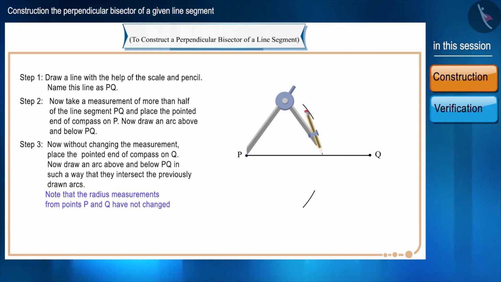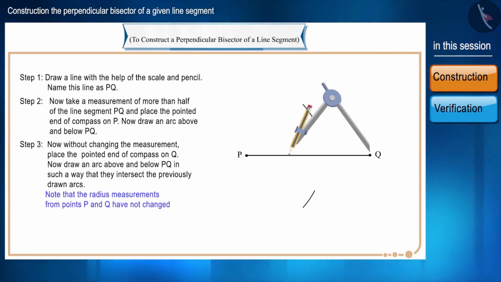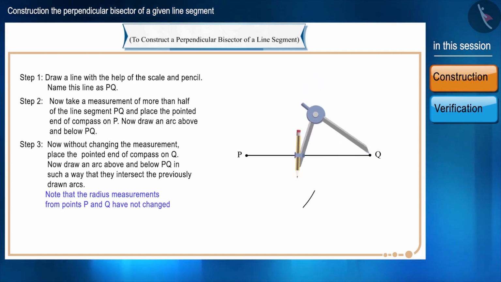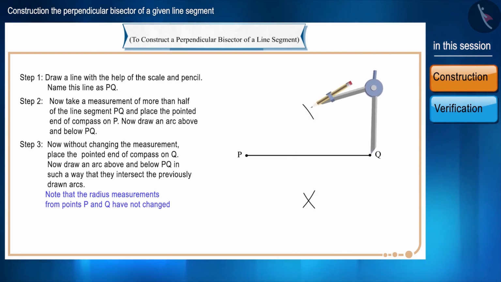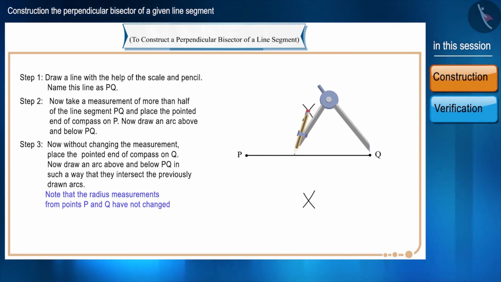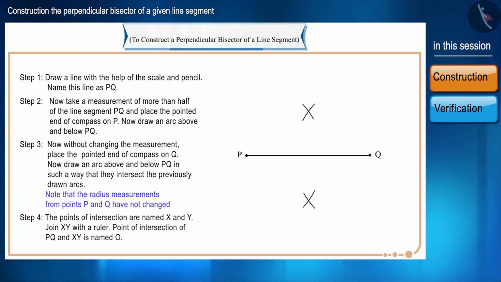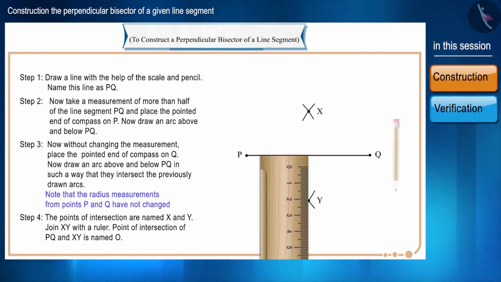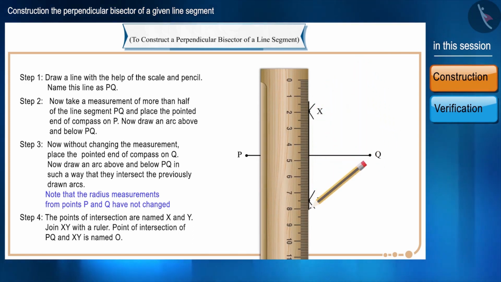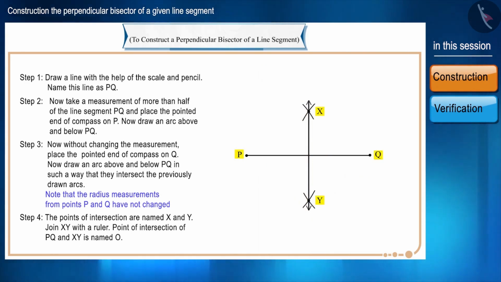Now, without changing the measurement, place the same pointed end on Q and draw arcs below and above PQ in such a way that they intersect the previously drawn arcs. Note that the measurements of radius from points P and Q have not changed. Let's name the intersecting points X and Y respectively, and with the help of a scale, join XY. And let's name the intersection point of PQ and XY as O.